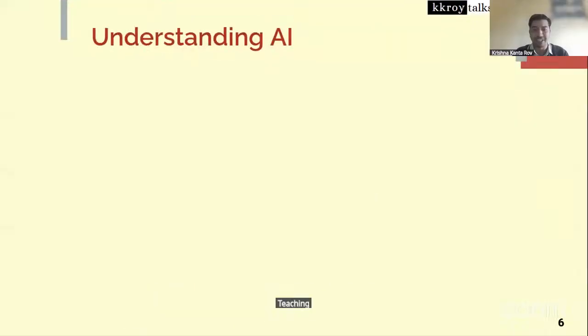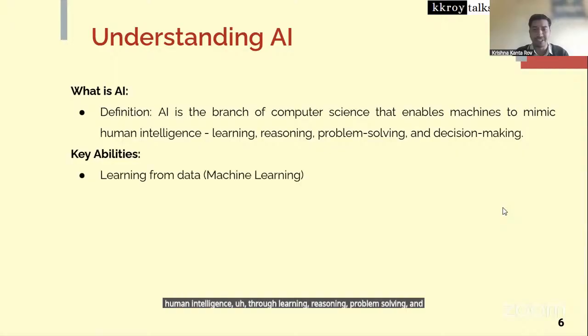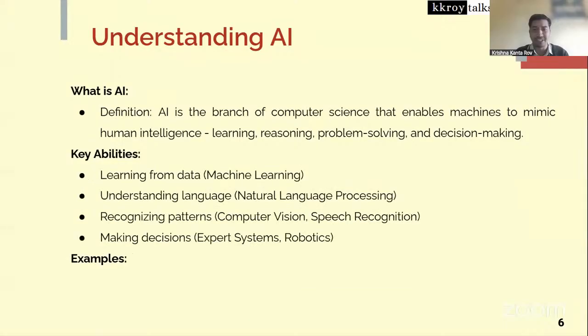Now moving on to our core topic, which is AI in teaching learning or AI in teaching learning pedagogies. AI है क्या? What is AI? AI is a branch of computer science that enables machine to mimic human intelligence through learning, reasoning, problem solving and decision making. हमें पता है इसकी क्या क्या capabilities है, so I'm not going through all of this in more detail.